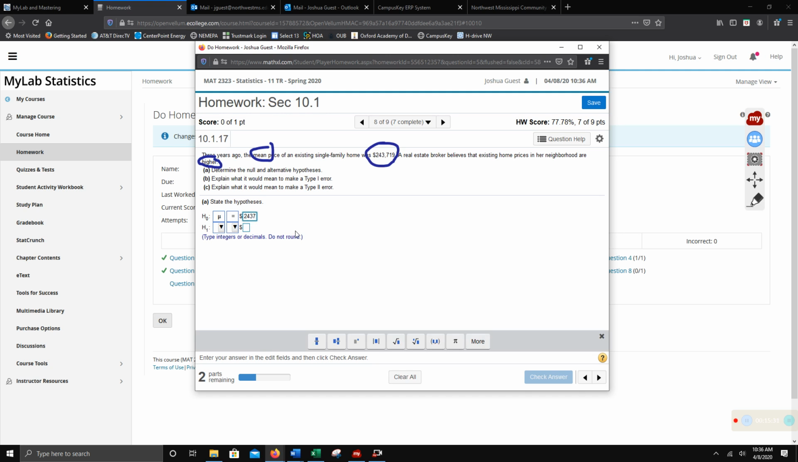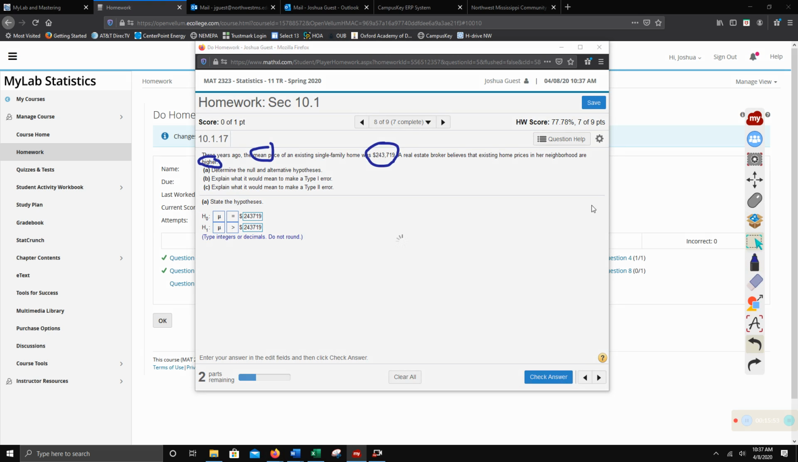And then we put 243,719. And then the alternative, mu, is, we circled the word higher. So that's greater, right? We circled the word higher, right above the A in our problem there. And then it's going to be the same, 243,719. So we're going to check our answer. And while we're doing that, I want to take away the stuff that I notated on here. But higher. If it had been lower, we would have used less than on the alternative hypothesis, all right?